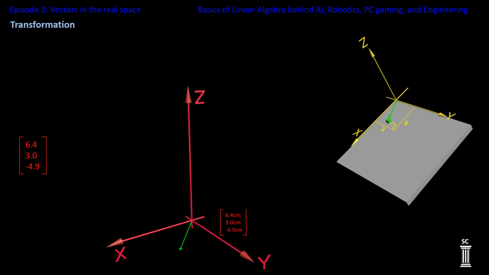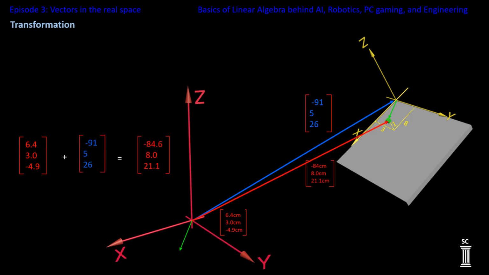Now, calculating the orientation of the green vector within the red frame is not enough. There's also displacement. You see that the origin of the red and yellow frames do not coincide. There is a displacement. Now let's say that displacement, as seen by the red frame, is minus 91, 5, 26. This we need to add with the result that we already had. And the result is then the location of the green object as seen through the eyes of the red frame.